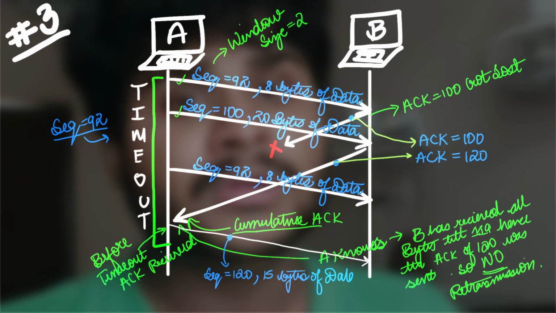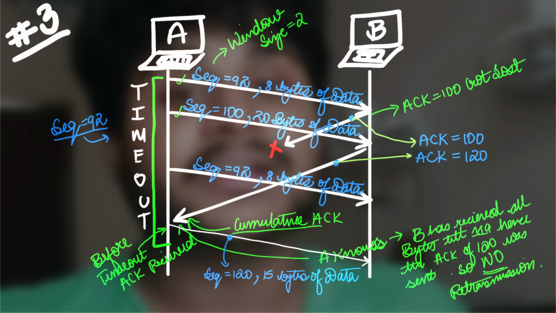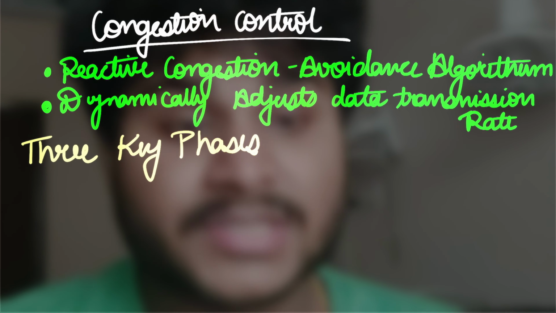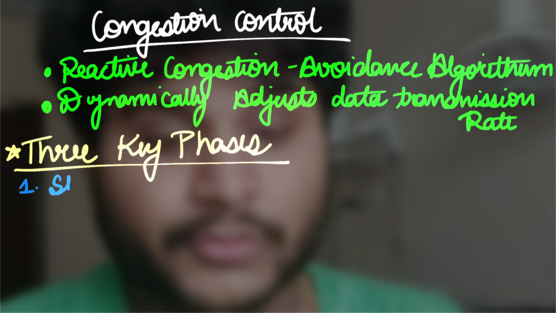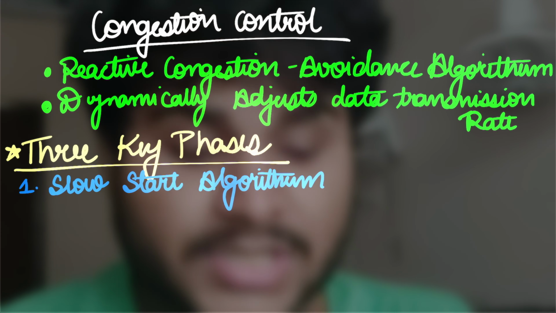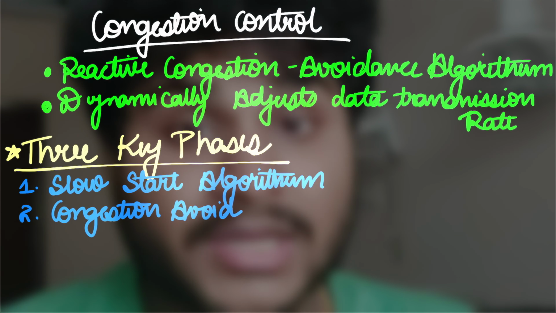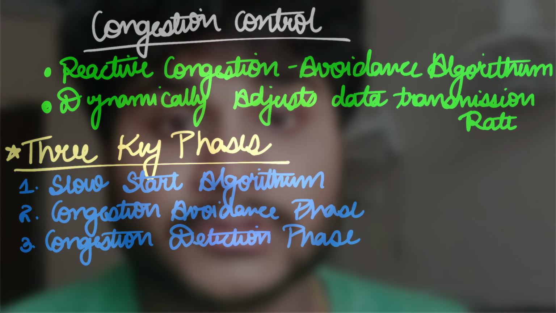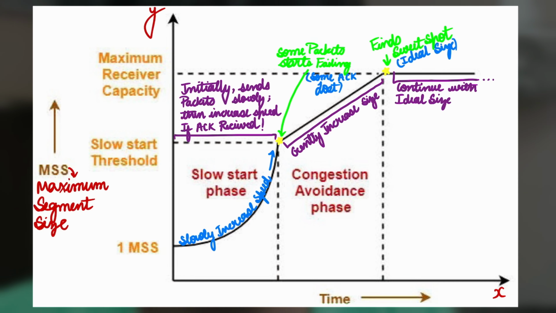So that is how the reliable data transmission is going to occur in TCP. There are three key phases in TCP's congestion control: slow start, congestion avoidance, and congestion detection. Let us see a graph to really understand this thoroughly. As you can see, the vertical axis is representing the MSS or maximum segment size, and the horizontal axis is representing the time.